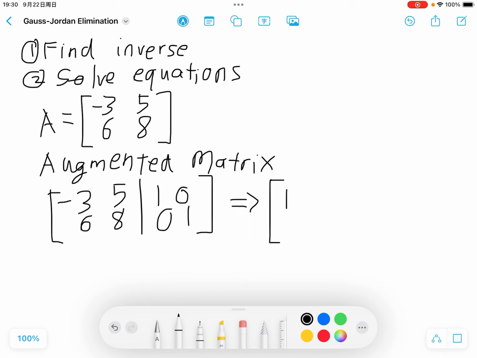So the resulting augmented matrix would be like this. And then on the right hand side, we have something else, right? This something else will form our inverse.